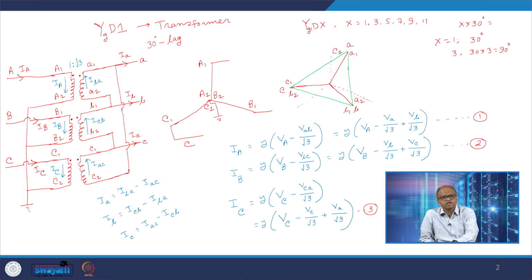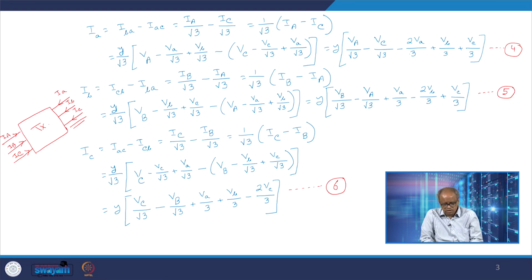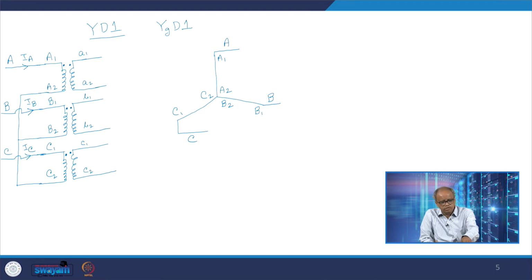Here in this vector diagram, we have made the same thing, but the only difference is that here we have made the ground connection. We have connected the star point to the ground because it is YgD1. But here, because it is not a grounded YD, we are not connecting this neutral point to the ground. So this completes the phasor diagram at the primary side.